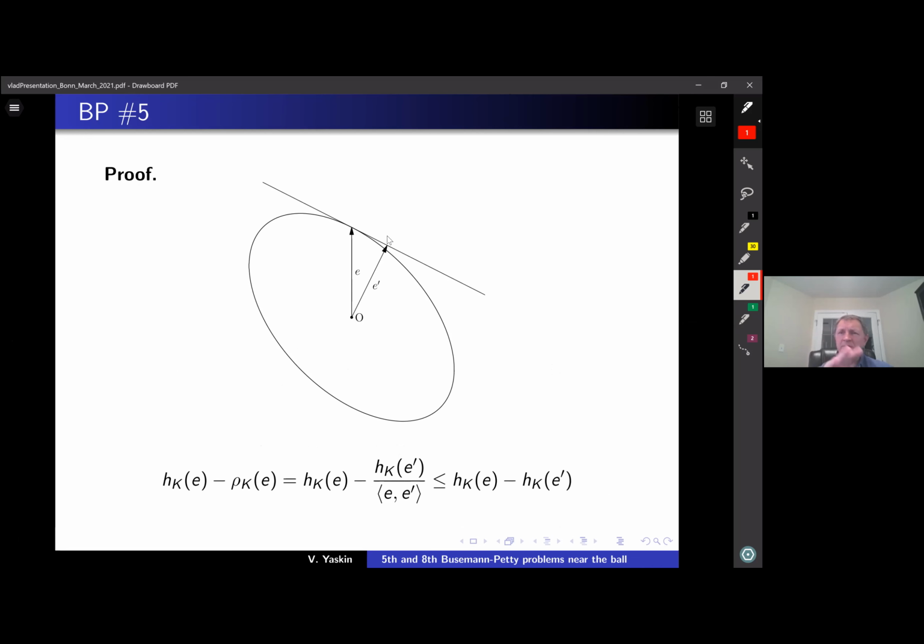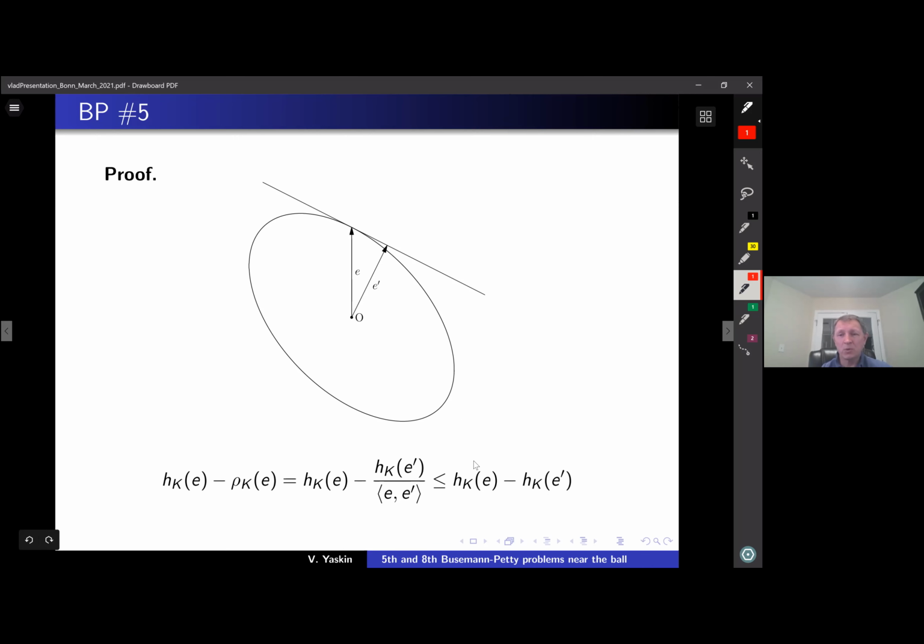Okay. So now, how do we prove this statement over here? You can think that everything is two-dimensional here. So I want to estimate this difference. This is the vector E, this is the radius of the body in this direction. So if you draw this supporting line and look at the vector perpendicular to this supporting line, you get this vector E prime. So from this triangle, you can find this relation. rho_K of E is the same as the support function in this direction, E prime, divided by the cosine of this angle, right? So if you drop this cosine in the denominator, you get this inequality, right? h_K of E minus h_K of E prime in this direction.